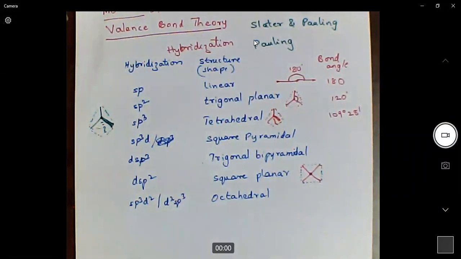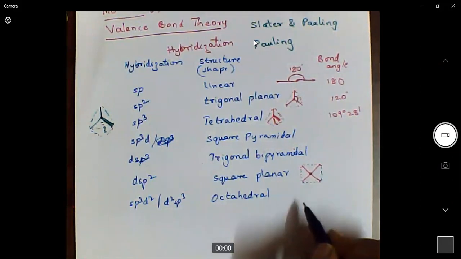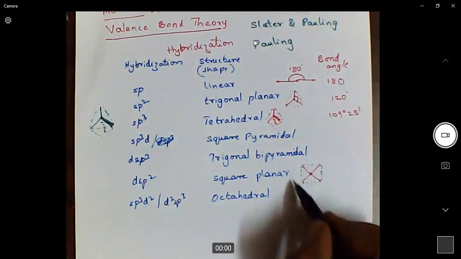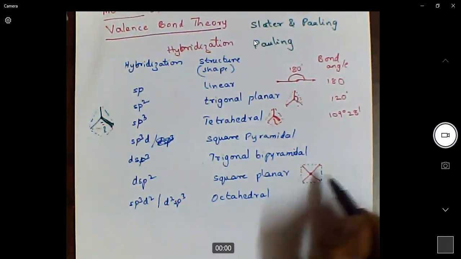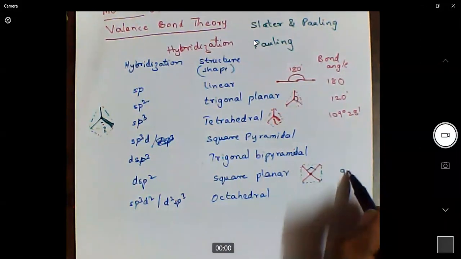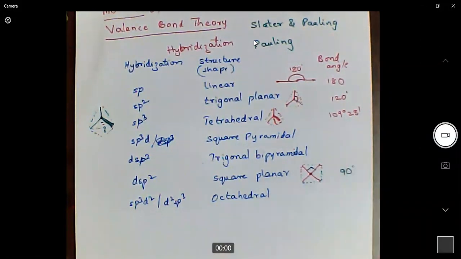It looks like a square. When we look at the outer shape, it looks like a square. So it is named as square planar. Now overall 360, it is made into 4 parts. So the bond angle in each part is 90 degrees. 90 degrees. What is square pyramid?